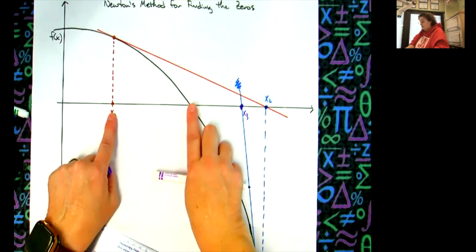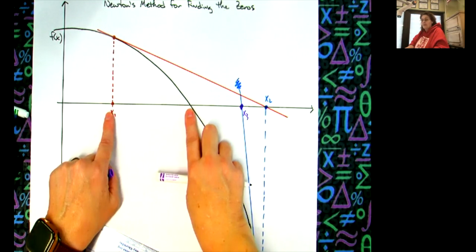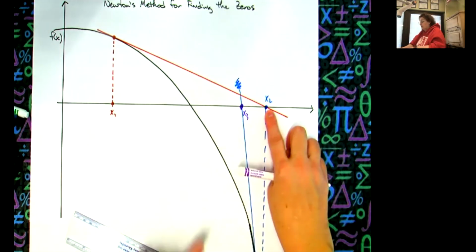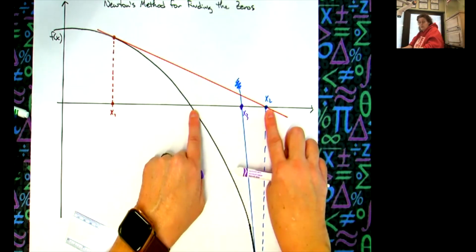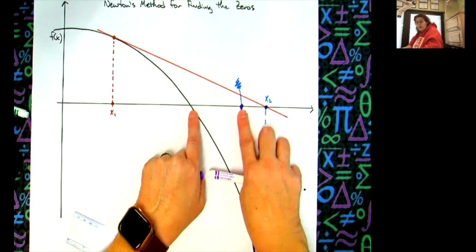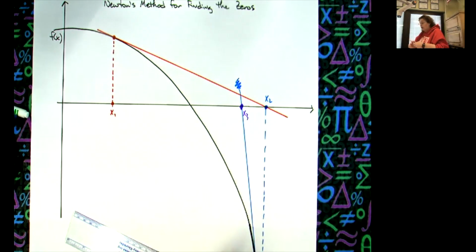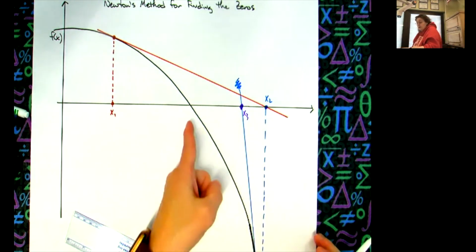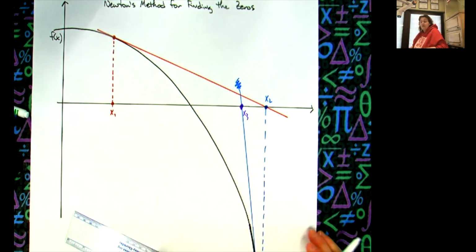We started with, here's the 0, and they guessed this was the 0, and they're that far away. They did one iteration, they came up with this point, which is closer to the 0. Then they did another iteration, and they come up with this point. They're getting even closer and closer. So the more iterations that we do in this manner, the closer we are going to get to that 0, and eventually we find the 0.